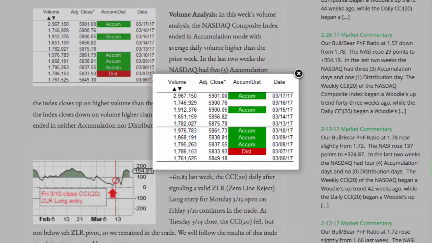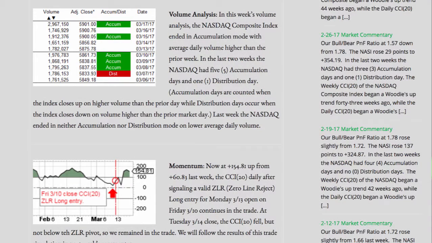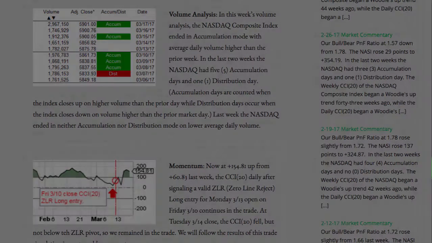Volume analysis. In this week's volume analysis, the Nasdaq Composite Index ended in accumulation mode, with average daily volume higher than the prior week. In the last 2 weeks, the Nasdaq had 5 accumulation days and 1 distribution day. Accumulation days are counted when the index closes up on higher volume than the prior market day, while distribution days occur when the index closes down on volume higher than the prior market day. Last week, the Nasdaq ended in neither accumulation nor distribution mode on lower average daily volume.